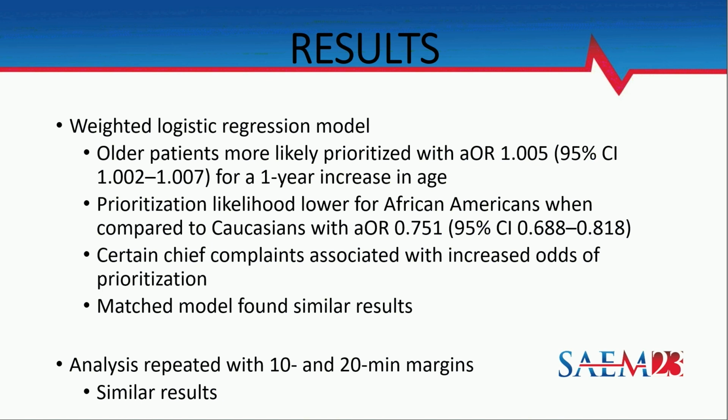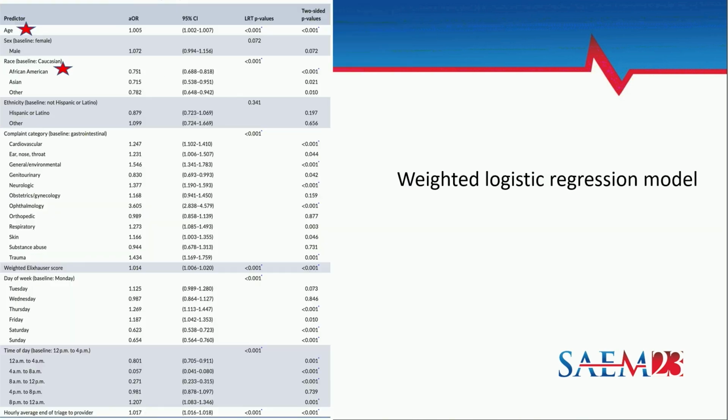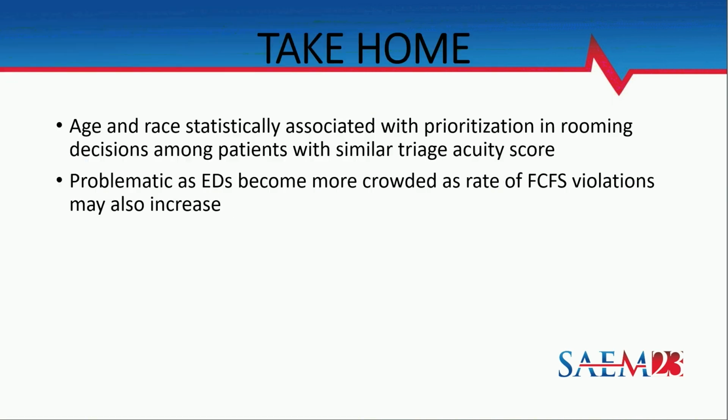They also did a second sensitivity analysis looking at, rather than 15-minute margins, 10-minute margins and 20-minute margins, and they found similar results. So this just highlights the findings again. The take-home here is that age and race are statistically associated with prioritization in rooming decisions among patients who have an ESI score of 3. And this is problematic as EDs are becoming more and more overcrowded, as the rate of FCFS violations may actually increase.